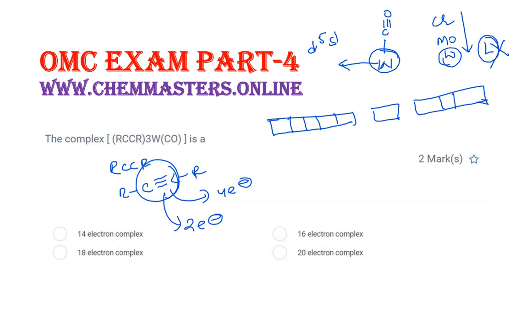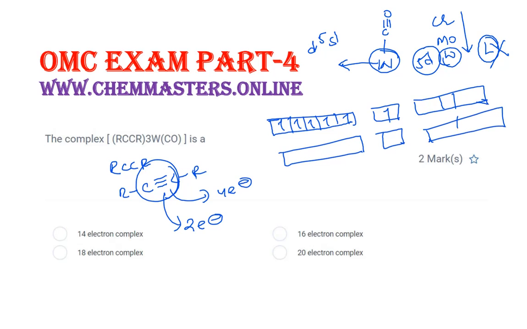Now 1, 2, 3, 4, 5 and 6. And as we said, it is a 5d metal. That's why, regardless of ligands, all the electrons will be paired up. Just listen carefully. So the six electrons are paired up like this. Now you can see each CO contributes 2 electrons. Here is the CO, here are the 2 electrons.